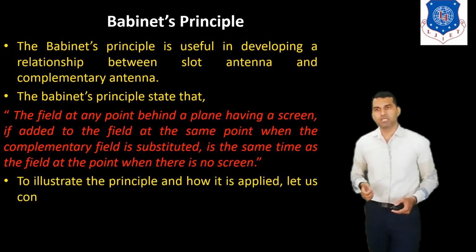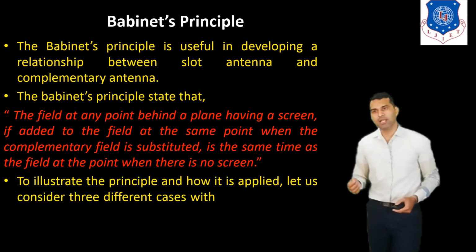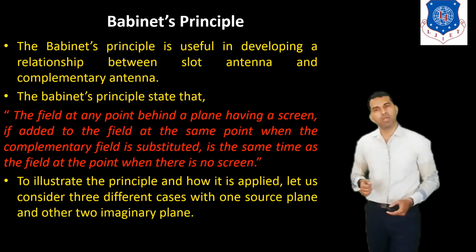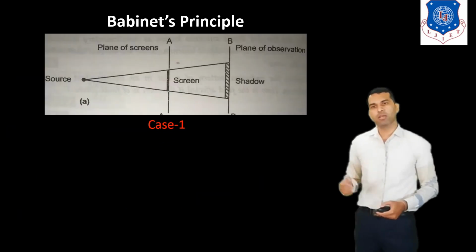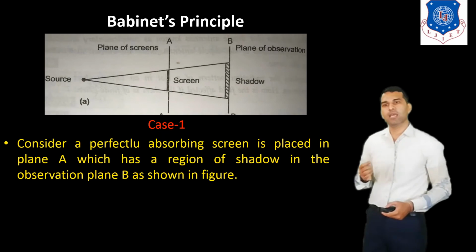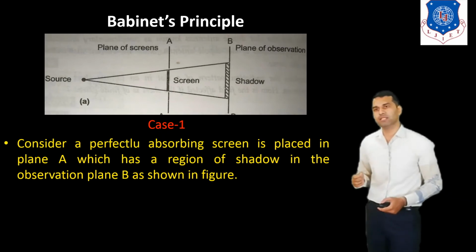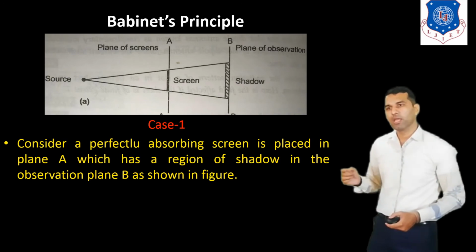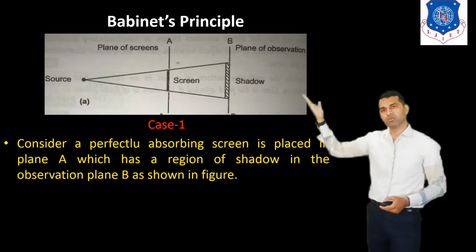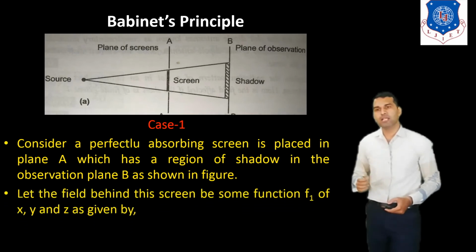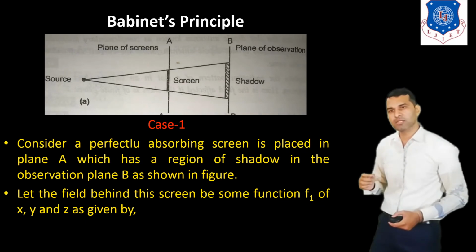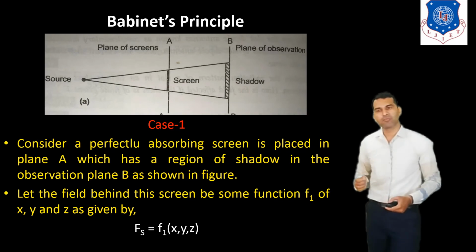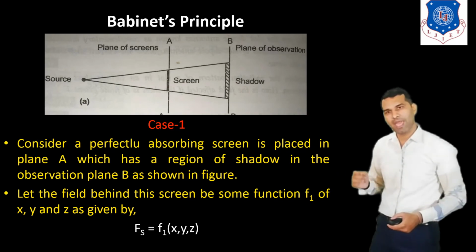To illustrate the principle and how it applies, let us consider three different cases with one source plane and two other imaginary planes. In the first case, we consider a perfectly absorbing screen placed in plane A, which creates a region of shadow in the observation plane B as shown in this figure. Let us fill the field behind the screen with some function f1 of x, y and z, given by Fs is equal to f1(x, y, z).